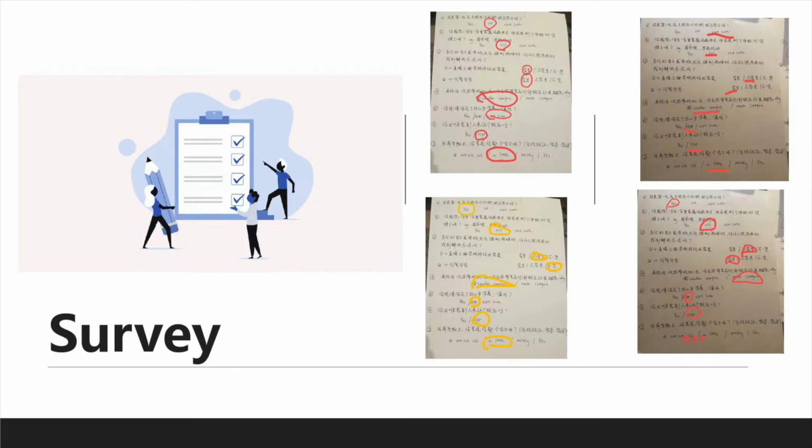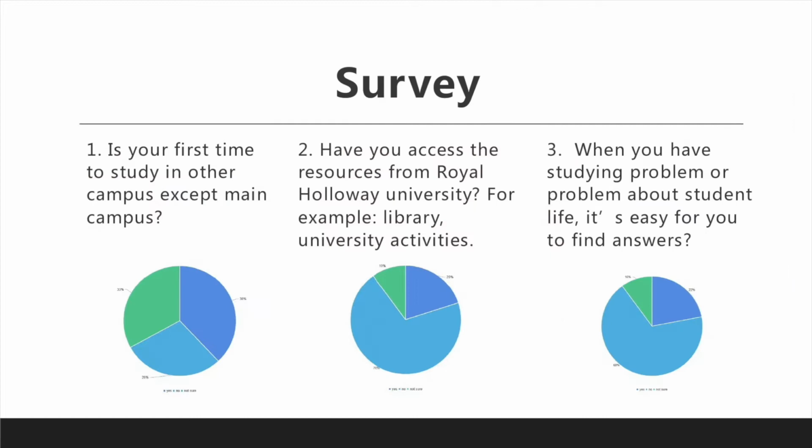I sent the Chinese survey to my Chinese friends who are also studying at Royal Holloway London campus, to make it more comfortable and save their time. So here's an example that I got from my Chinese friends, and here are also some charts that show the percentages I got from all of the participants. The result I got is mostly about being unsatisfied with campus life.